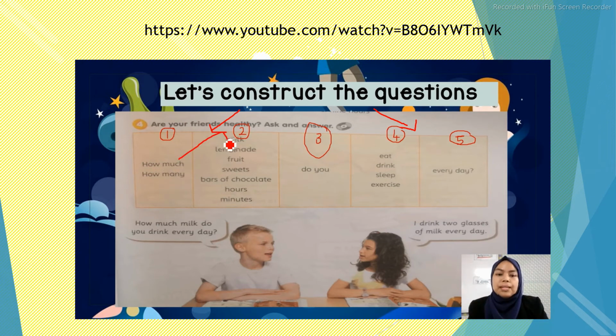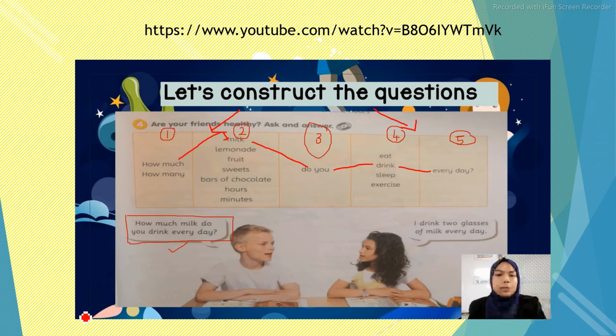So, how does this boy construct the question? Take from column 1. How much milk? Milk, ingat balik. Countable ke uncountable? Boleh kira ke tak boleh? If you cannot count milk, you use how much. So, how much milk do you... Okay, milk for you to drink, right? So, you choose drink. How much milk do you drink every day? So, you have a complete question here. So, this is how you want to answer.